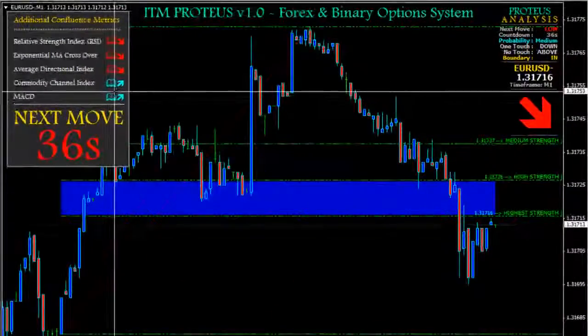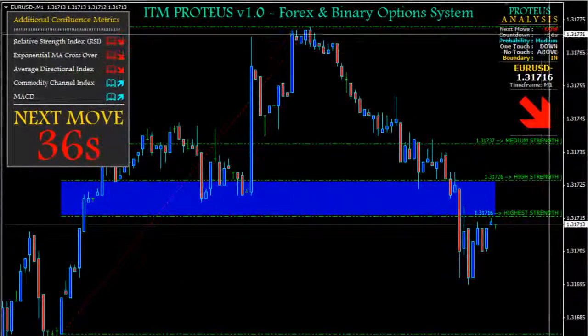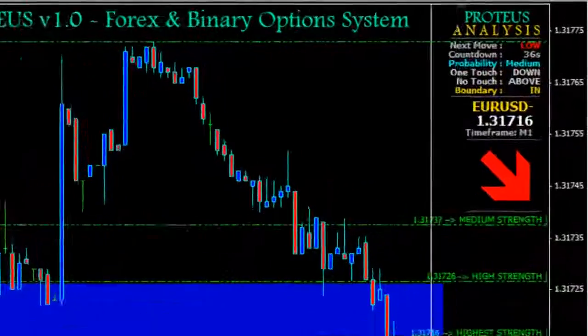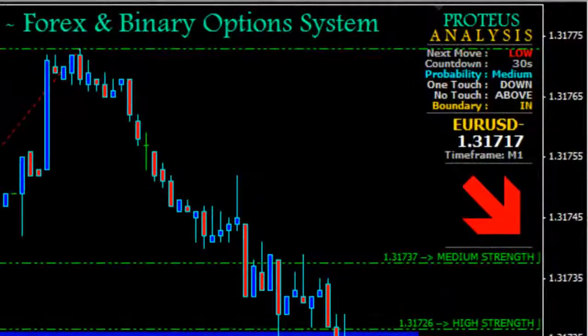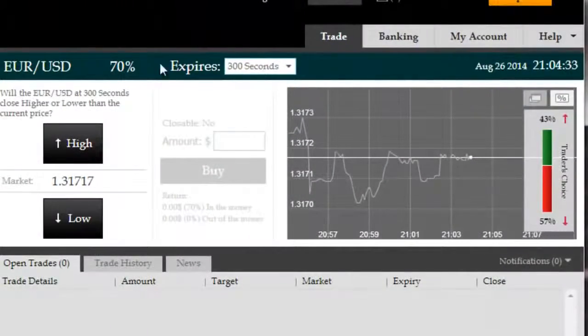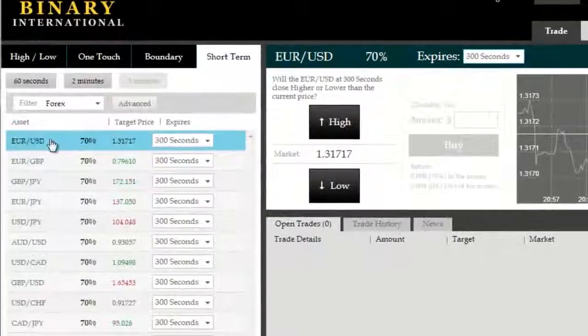Good evening. We're on the Euro USD. We're going to demonstrate today how and when to take a trade, what not to take, what probabilities to look for. Right now, we're looking at a low signal with a medium probability.